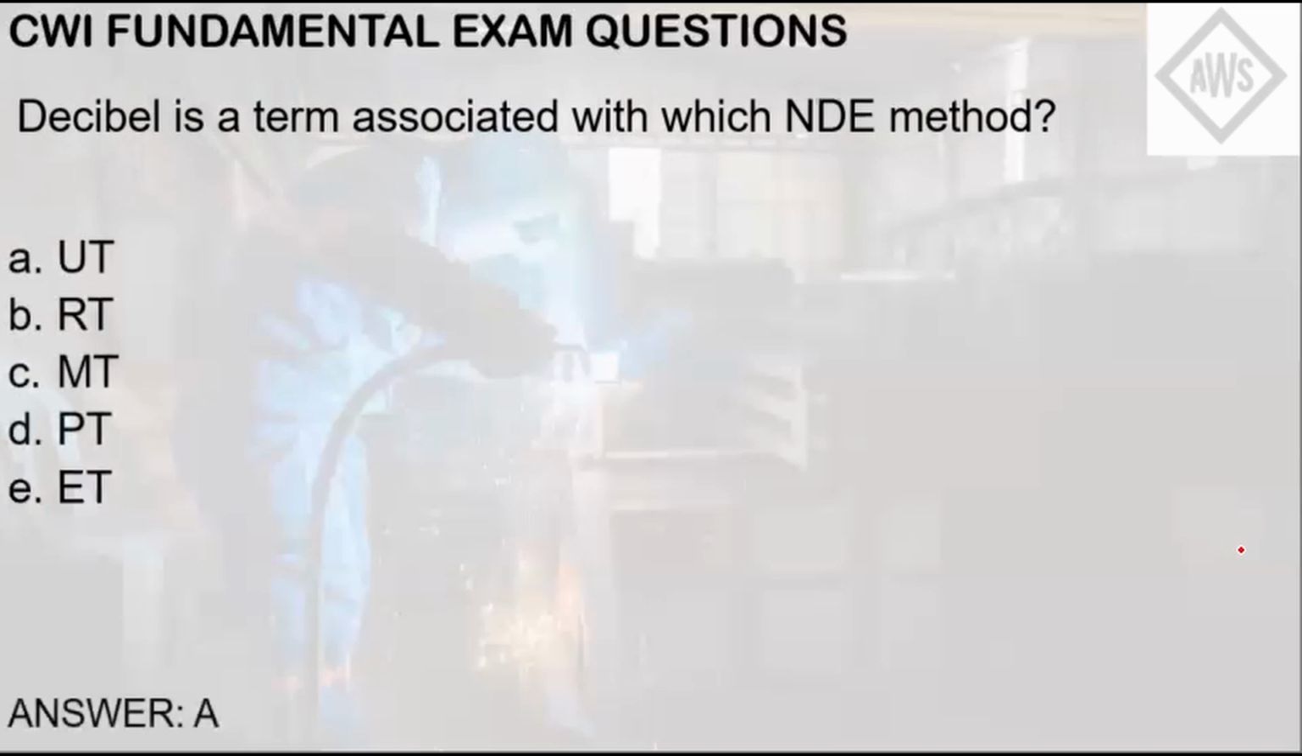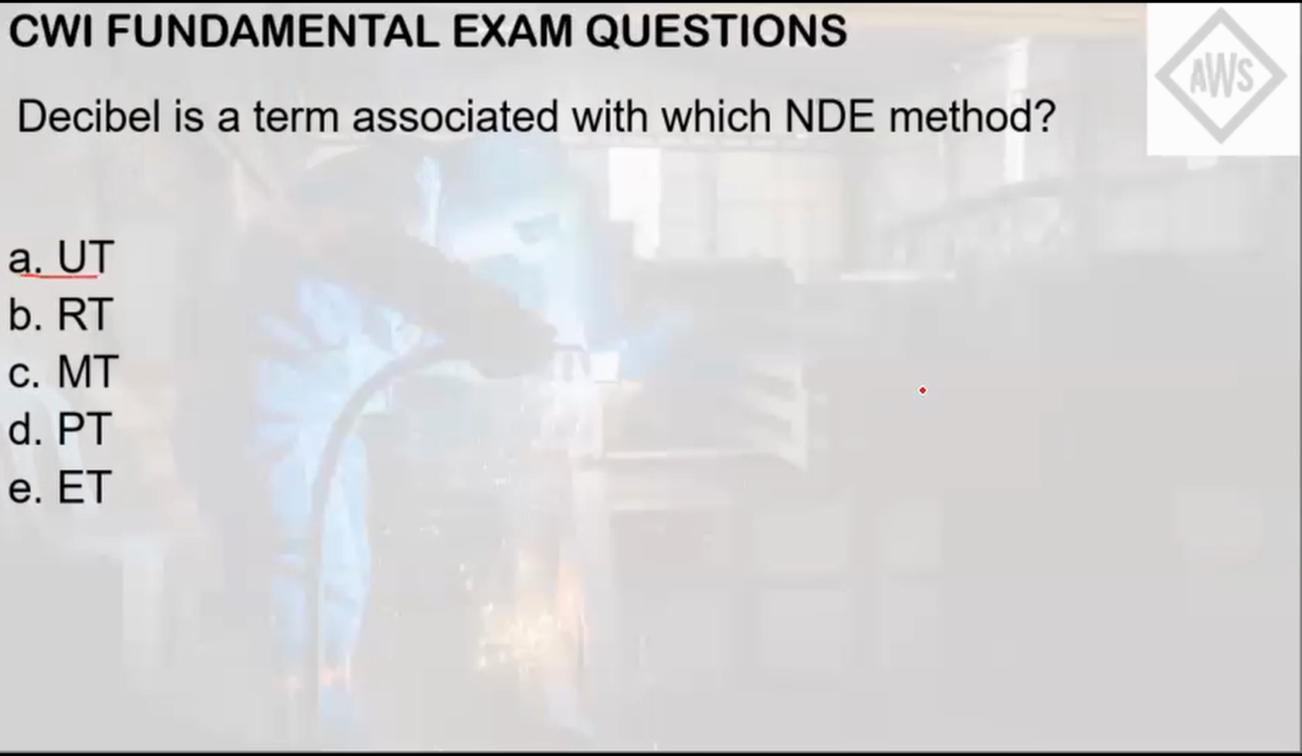Decibel is a term associated with which NDE method? Letter A UT, letter B RT, letter C MT, letter D PT, letter E ET. UT makes use of sound waves, so that's why in ultrasonic testing decibels are used. So the answer here is letter A.